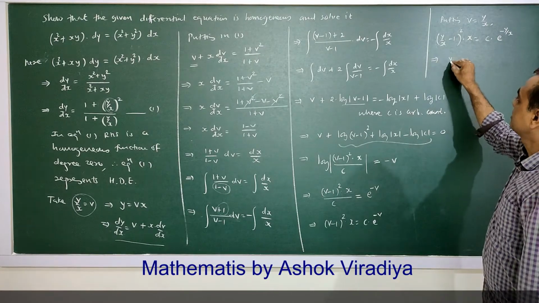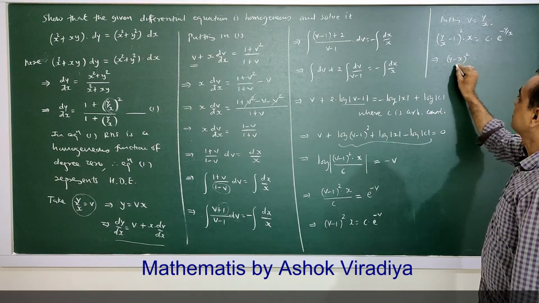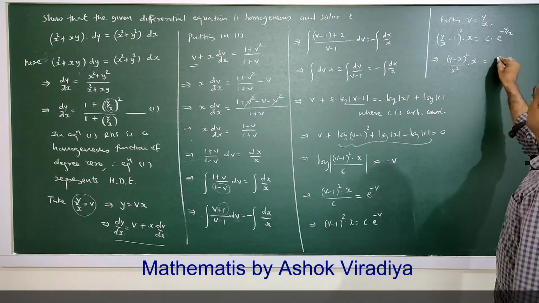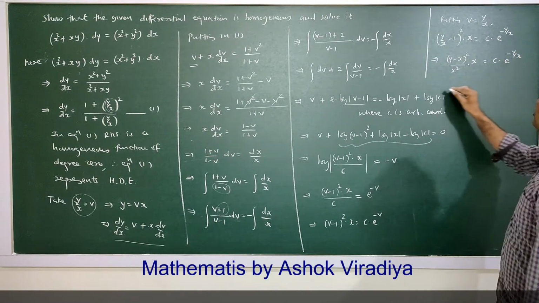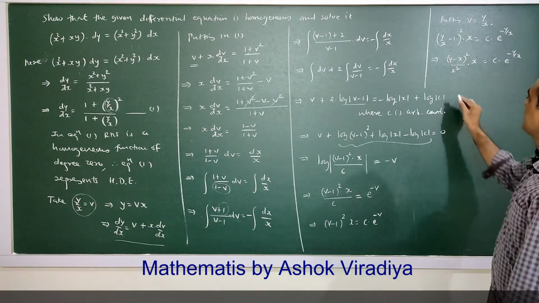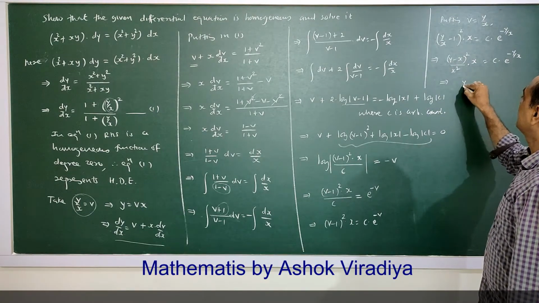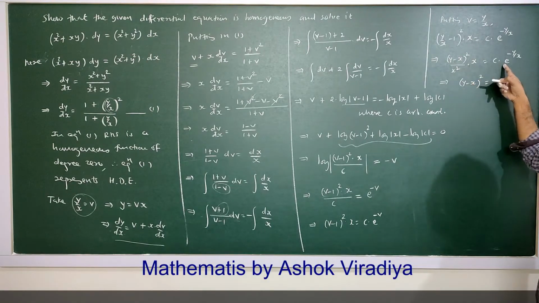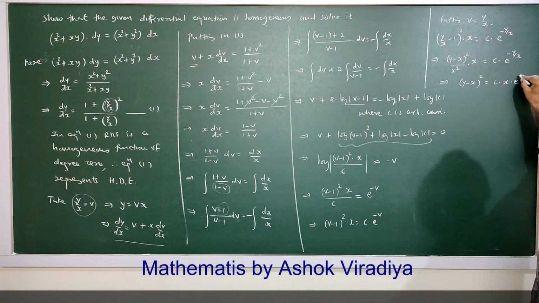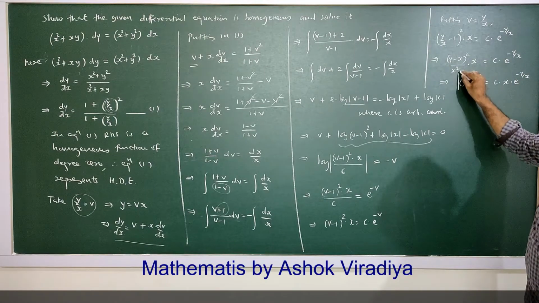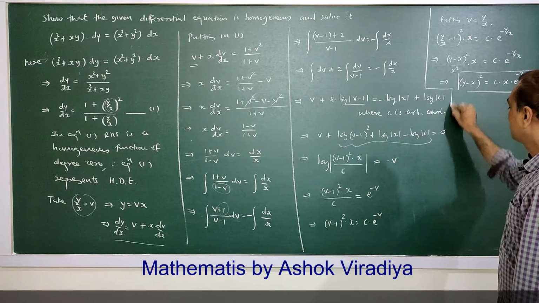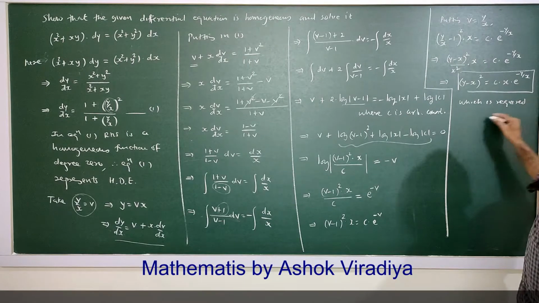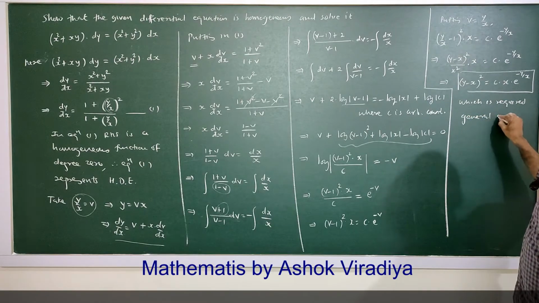This implies (y minus x) whole square upon x square into x equal to c into e raised to minus y by x. That is, here (y minus x) whole square equal to, here x will be cancelled and this x on this side, c into x into e raised to minus y by x. So which is the required general solution.